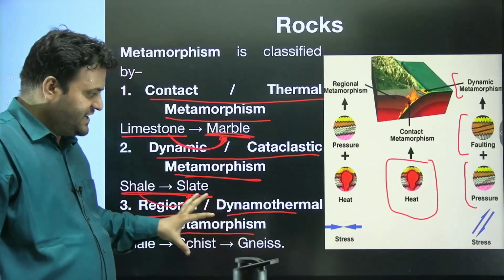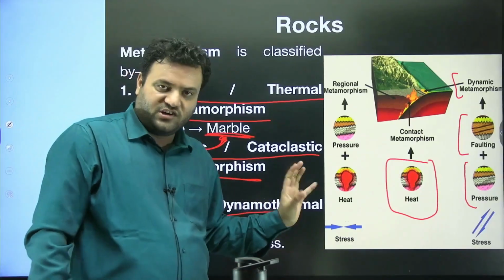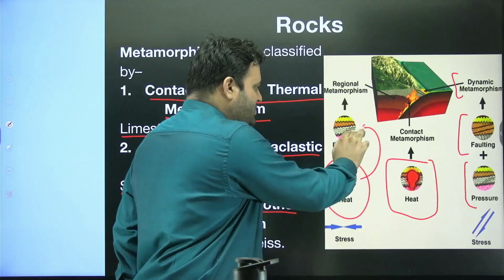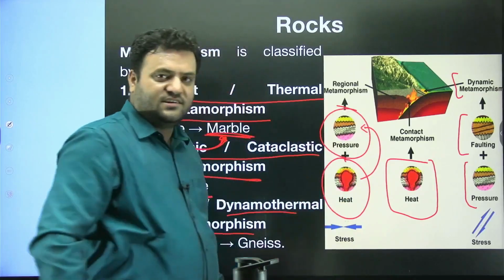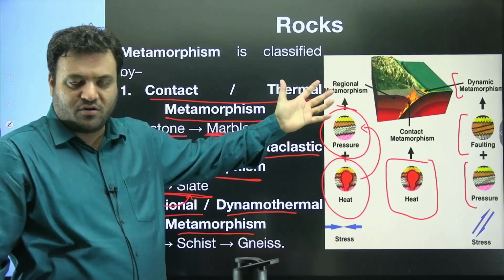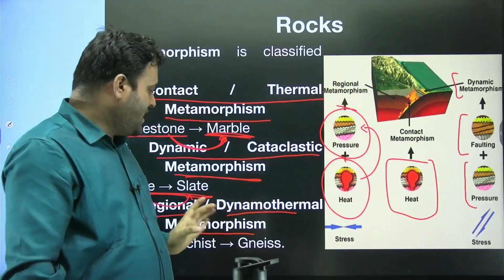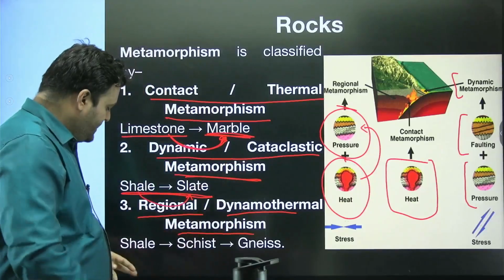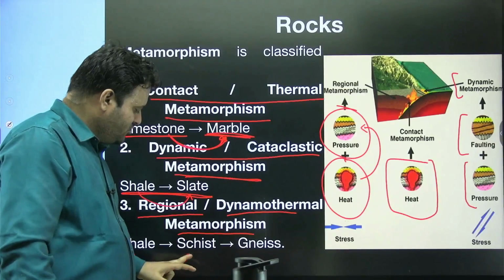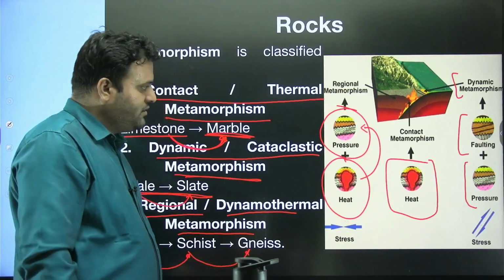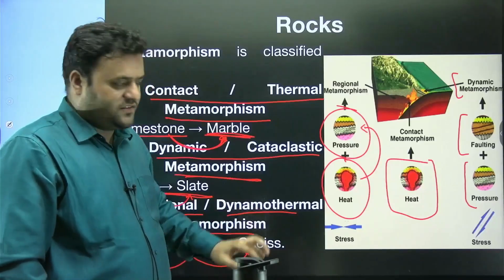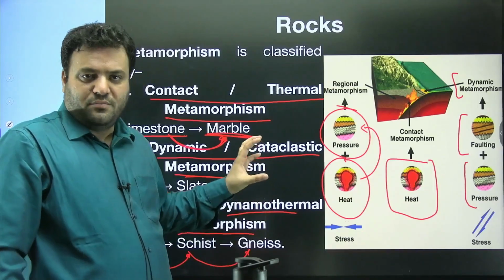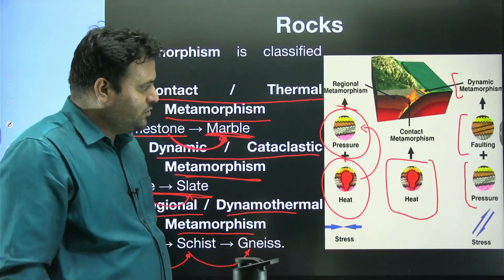Then we have regional or dynamothermal metamorphism. So in this case, what is the dominant factor? Heat and pressure both are the dominant factors. As a result of this, we get regional metamorphism, which we refer to as dynamothermal metamorphism. And in this way, the shale could be converted into schist. If it goes further, then gneiss, which is a metamorphic rock, is formed.